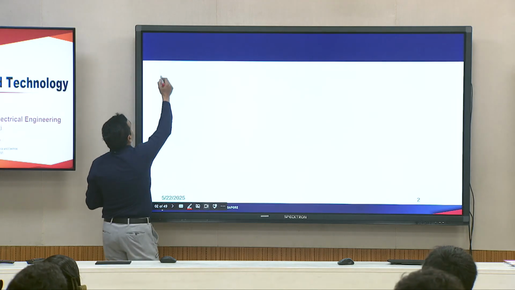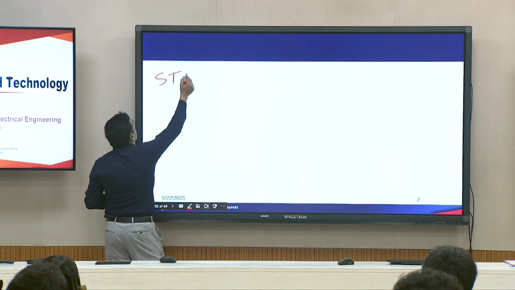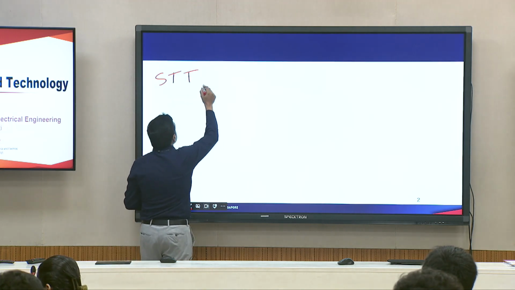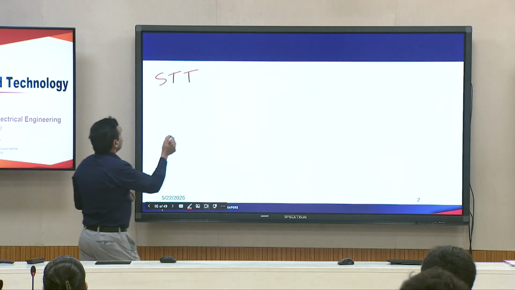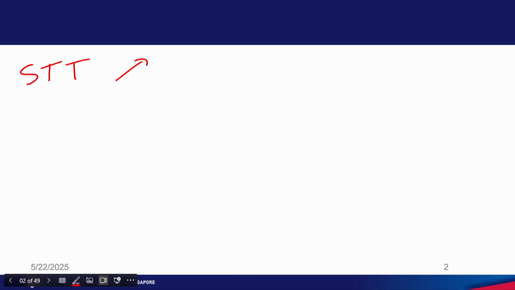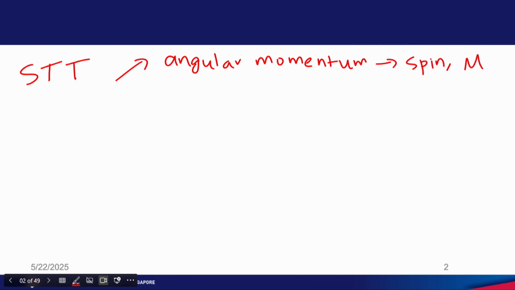Then the second concept we learned yesterday is STT switching, spin transfer torque based switching. To understand this one, we recapped the concept of angular momentum transfer. Spin and magnetization are all angular momentum. So there can be angular momentum transfer between spin and magnetization.